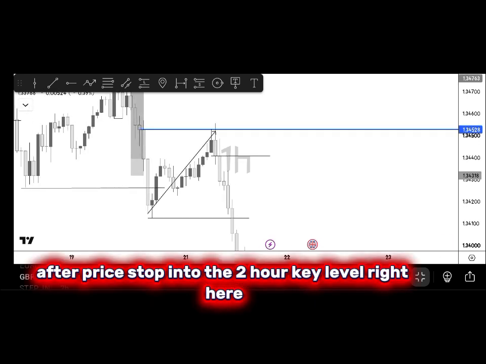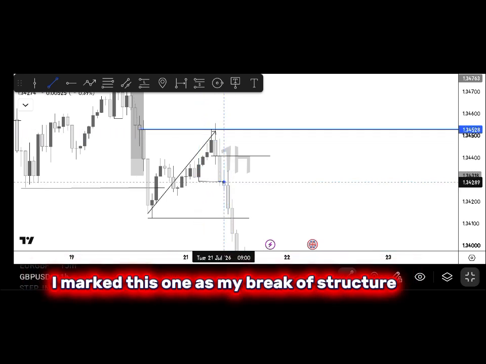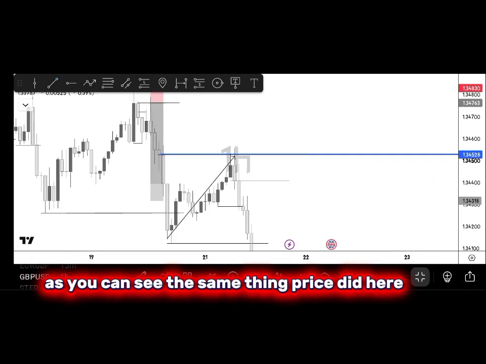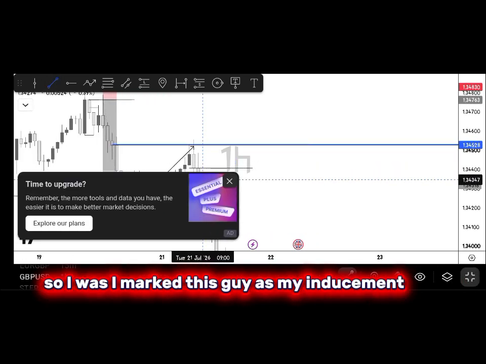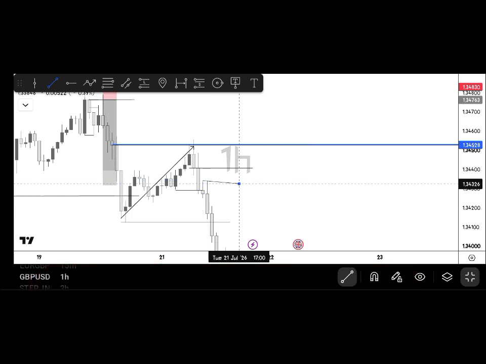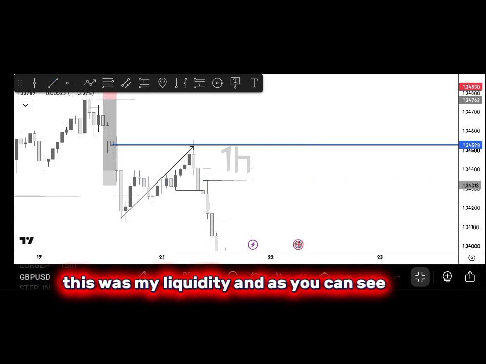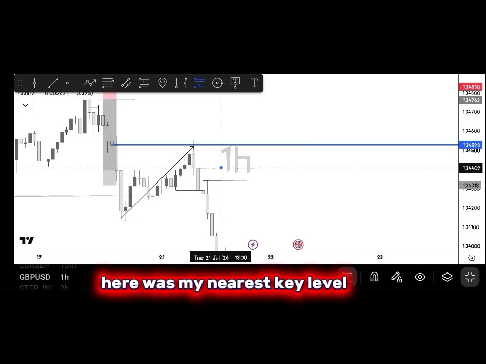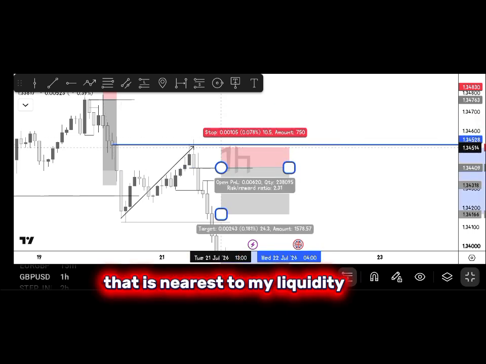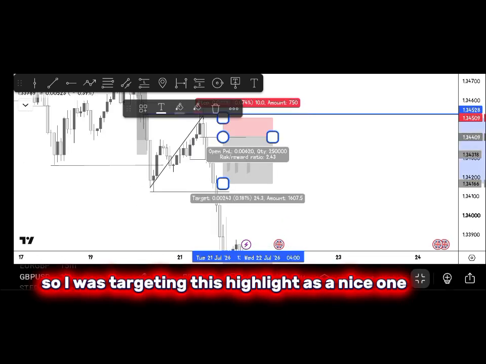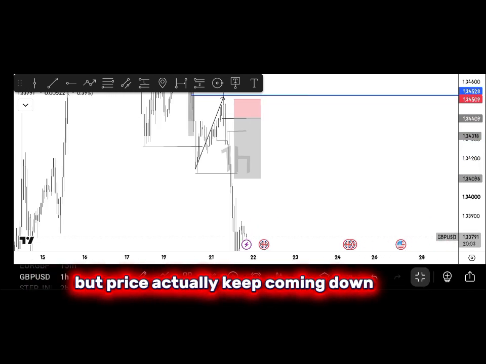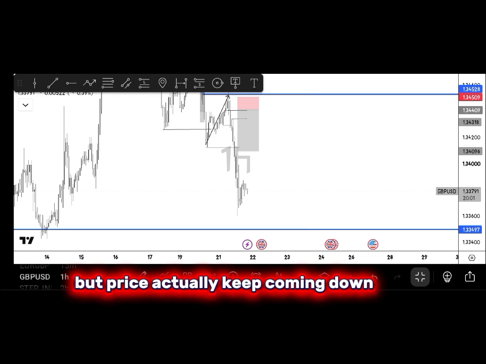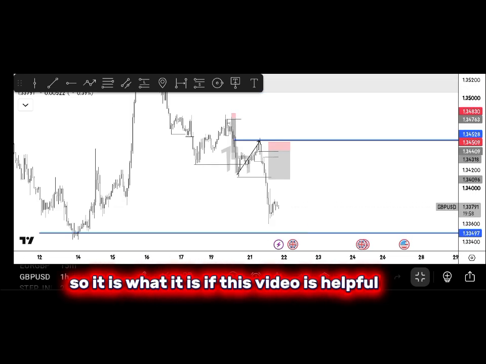As you can see, after price tapped into the 2-hour key level right here, I marked this one as my break of structure. The same thing price did here, the same thing price did. So I marked this as my inducement. This was my liquidity, and here was my nearest key level to my liquidity. So I was targeting this high right here as a nice 1:3 ratio, but price actually kept coming down, as you can see. So it is what it is.